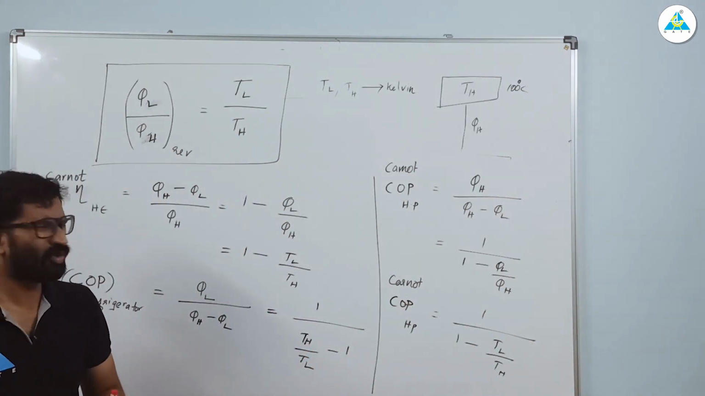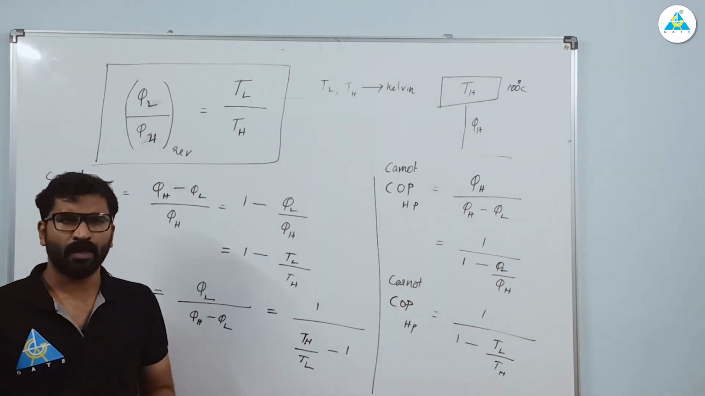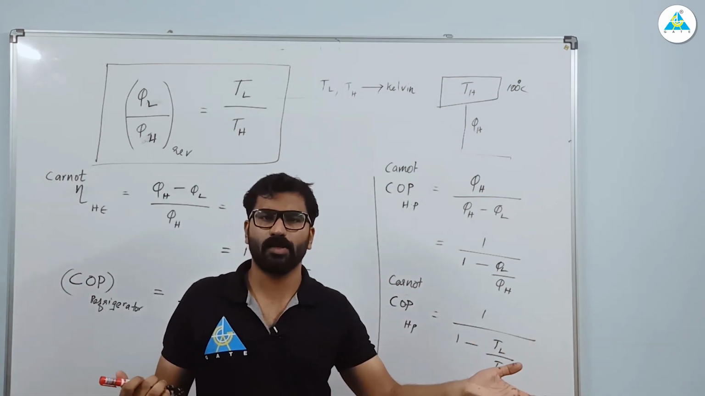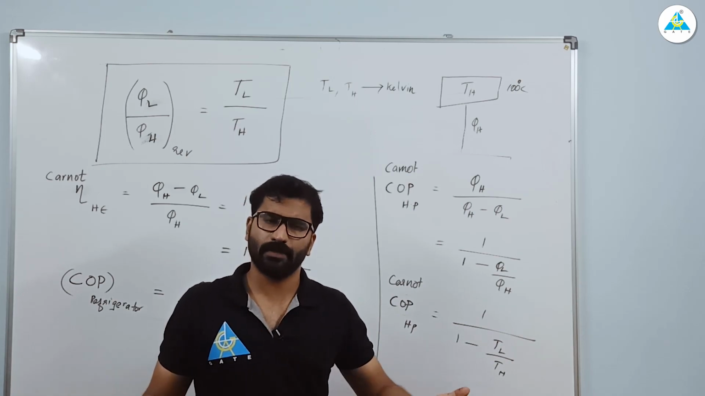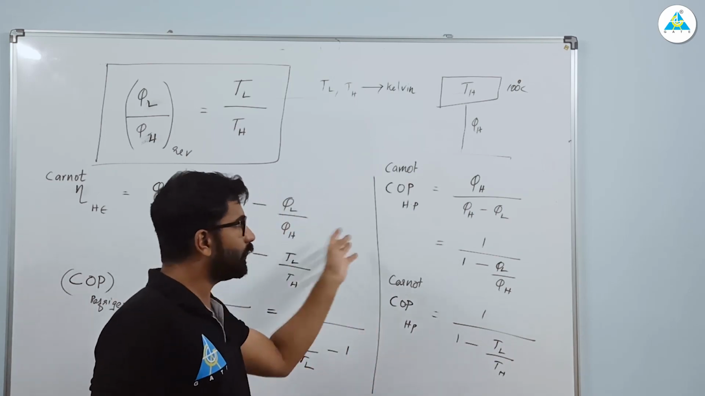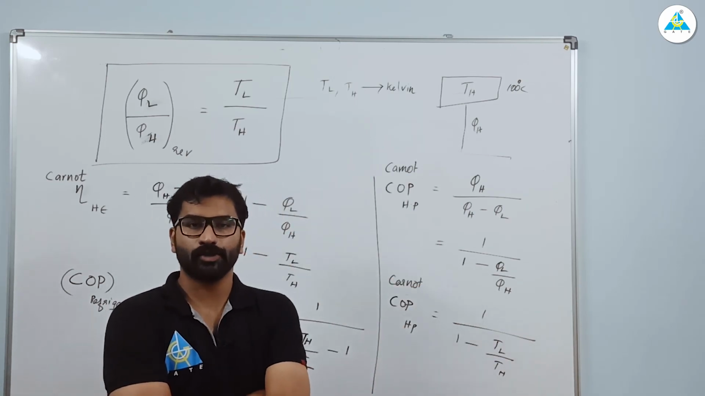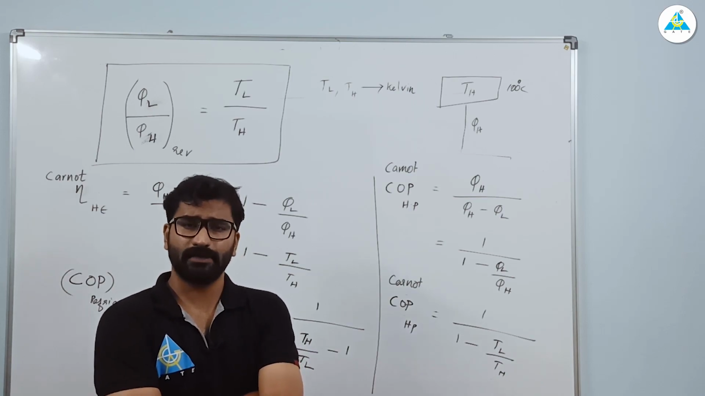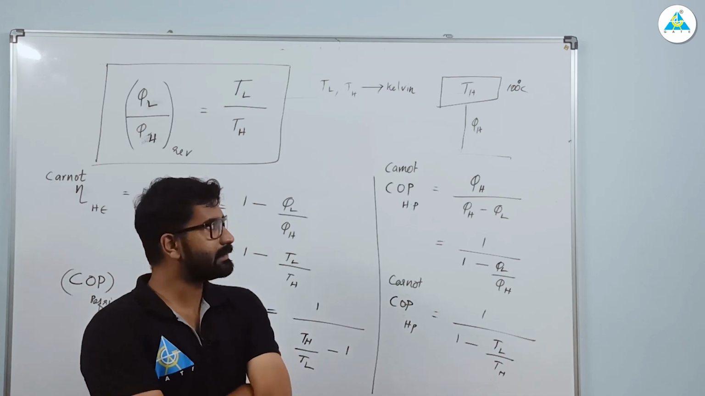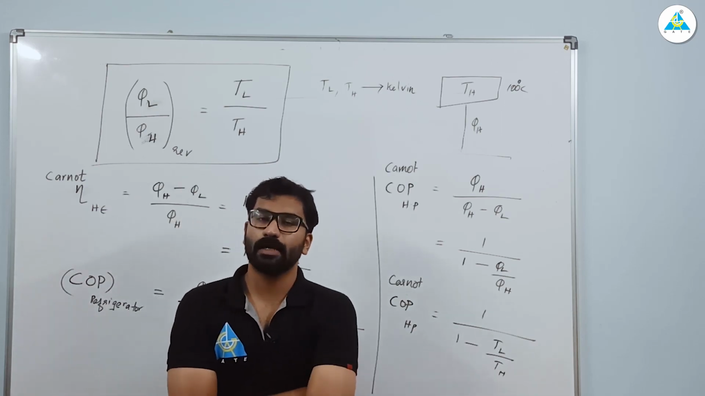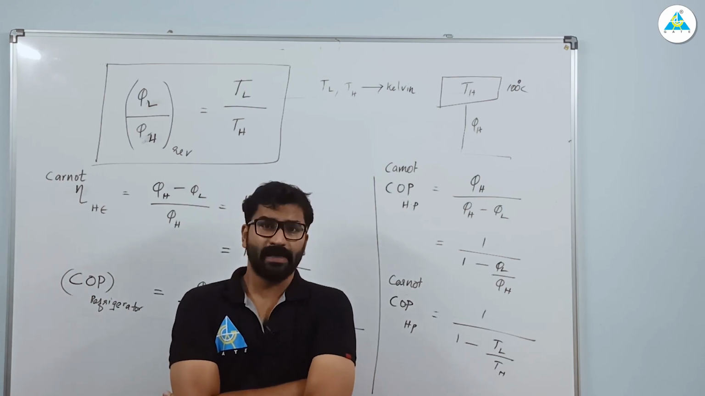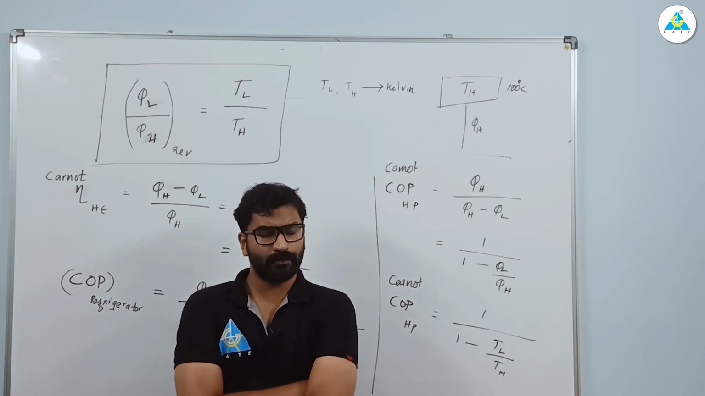Clear? So no need to remember these equations. At the time of exam, you should know how to write the equation of COP and efficiency of a heat engine. That's all, right? In that, you can substitute it by TL by TH. But every time they will be giving the options in degree Celsius, that is, they will be giving you the temperature in degree Celsius. So you should be able to solve it in Kelvin. Clear?